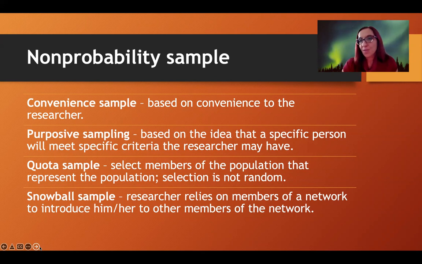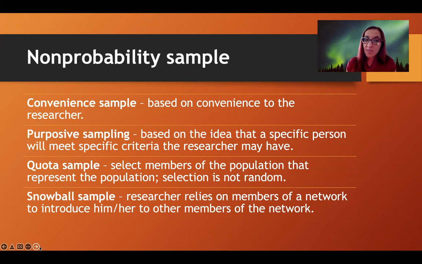When it comes to purposive sampling, it is based on the idea that a specific person will meet specific criteria the researcher may have. So your research, for example, could focus only on graduate students. So you will look to survey only graduate students. You will find specific people that fit into this criteria.